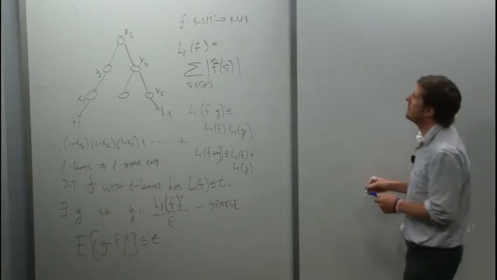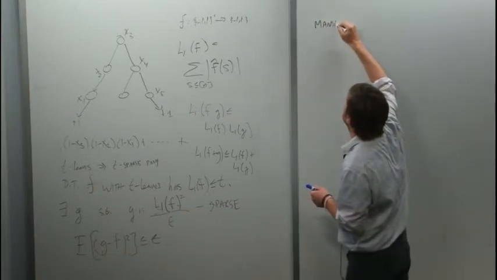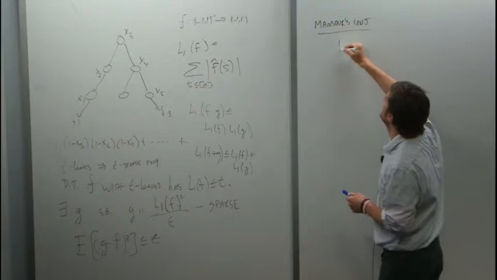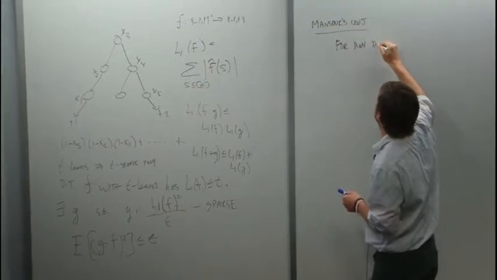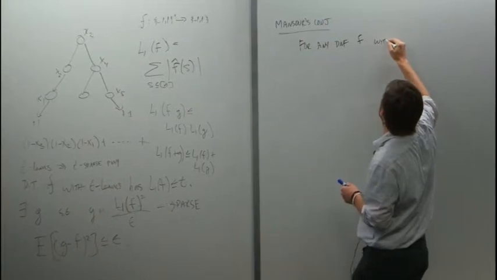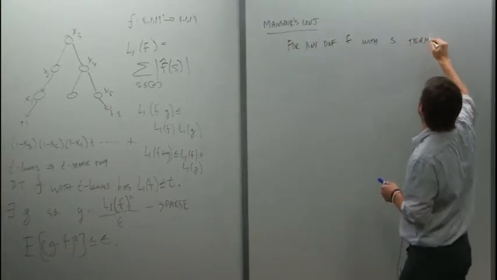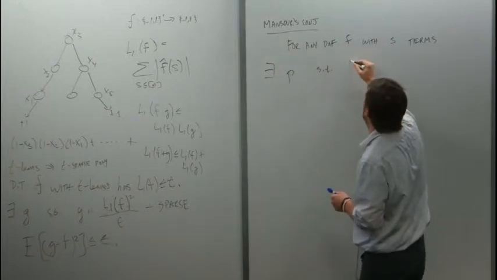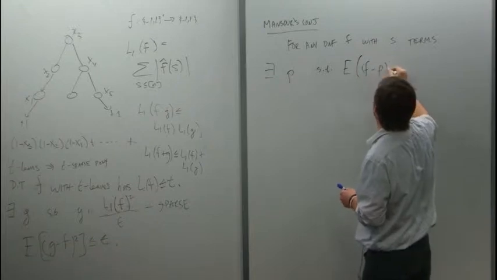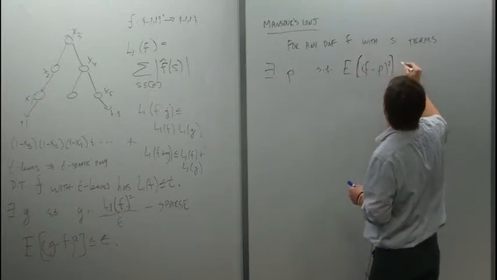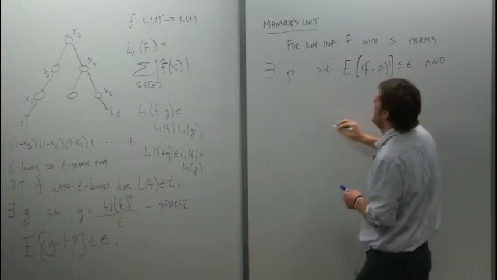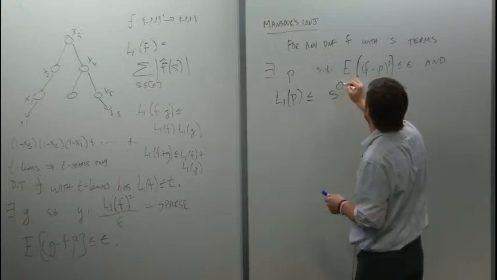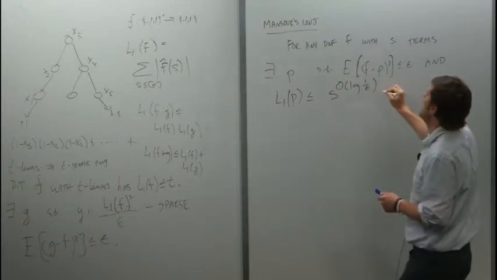Another thing I should have mentioned, this is regarding Mansour's conjecture. I'll just remind you, this is the conjecture that for any DNF formula with s terms, there exists a polynomial P such that expectation of f minus p squared is at most epsilon, and let's just say the one norm of P is at most s to the order log 1 over epsilon.